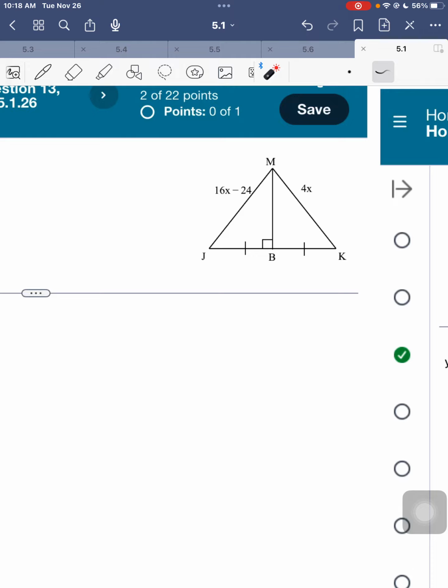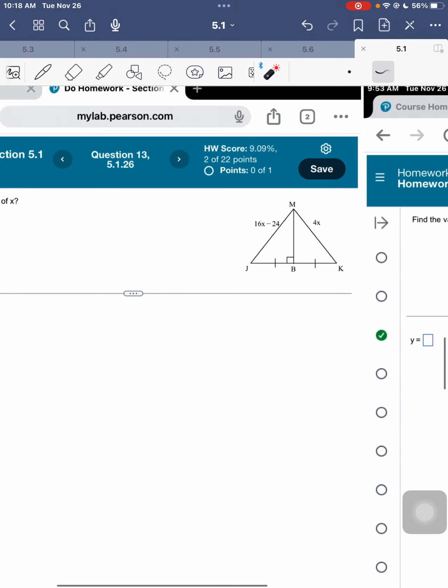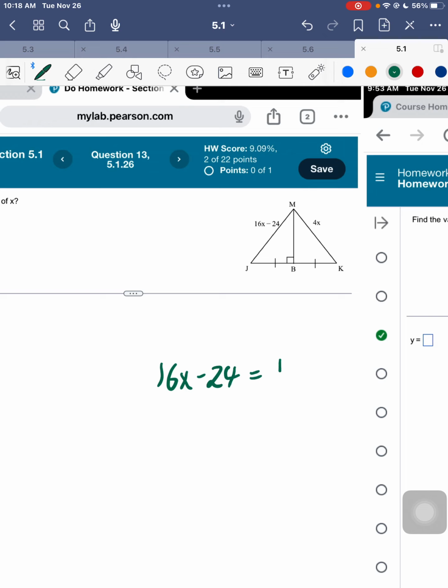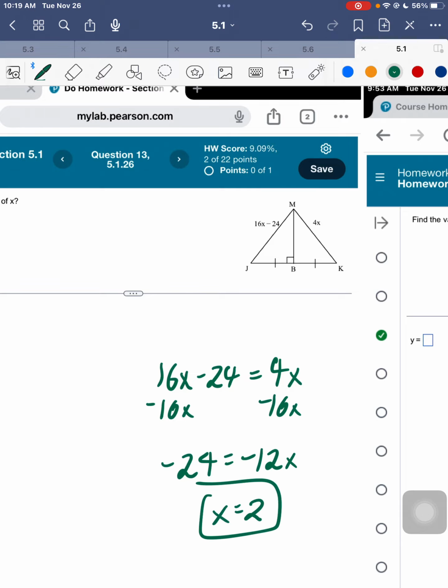So now I just have to set 16x minus 24 equal to 4x. So minus 16x, minus 16x. This is going to be negative 24 equals negative 12x. And x is equal to 2.